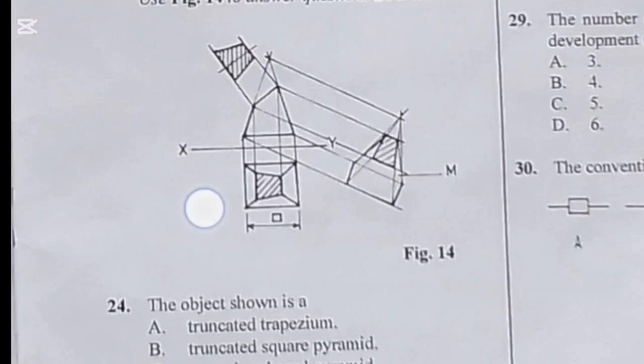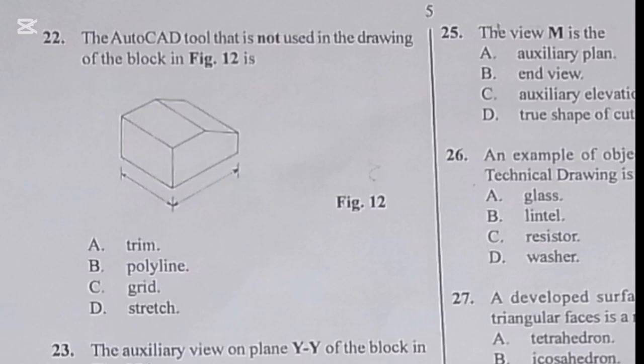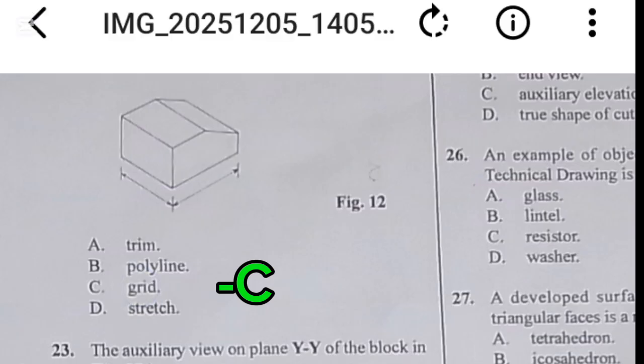Now let's go to question 22. The AutoCAD tool that is not used in the drawing of the block in figure 12 is, okay, trim. We'll use trim for that. We'll use polyline, yes. Stretch, yes. The correct answer here is grid. C is the correct answer.